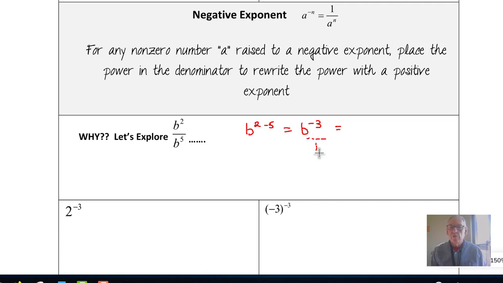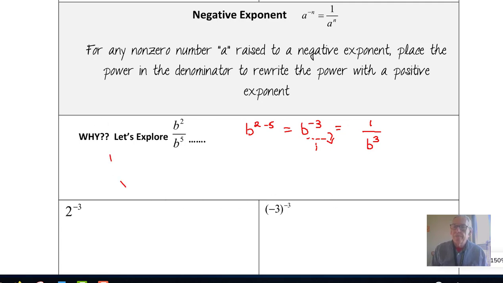So I could throw this over 1, b to the minus 3 over 1. The minus 3 now means this b needs to be in the bottom of the fraction. So we have 1 over b to the 3rd. So this negative exponent needs to move to the bottom and become a positive exponent.